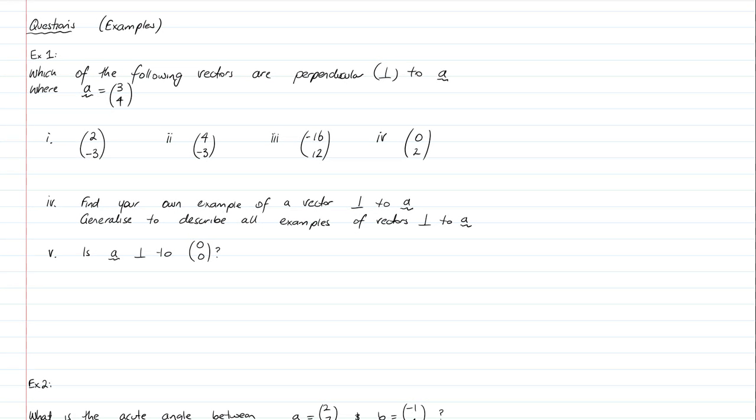Hi, welcome to Unit 1, Topic 2, Video 5, where we're going to take the dot product and look at some examples. So I've got example 1 here. Which of the following vectors are perpendicular to A?